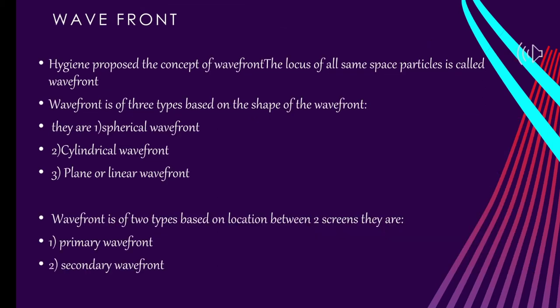Now coming to wavefront. Huygens proposed the concept of wavefront. The locus of all particles in space is called wavefront. Wavefront is of three types based on shape: spherical wavefront, cylindrical wavefront, and plane or linear wavefront. Now again, wavefront is of two types based on location between two screens: primary wavefront and secondary wavefront.